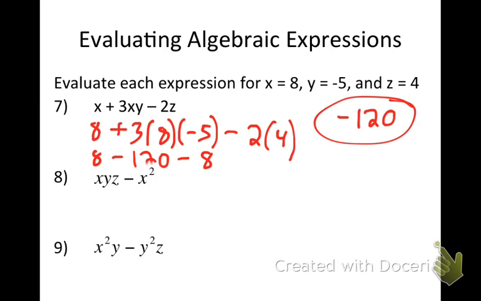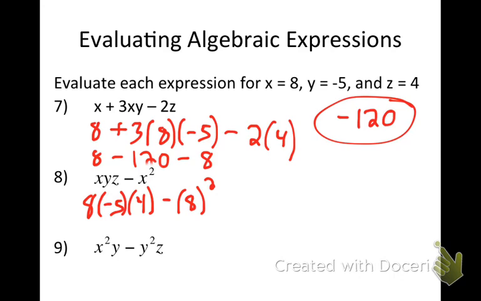And then I have 8, xyz minus x squared. So I plug 8, -5, 4, minus 8 squared. Again, recognize, plugged in with parentheses. On number 8, could I do 8 times -5 first or -5 times 4 first? Does it matter which way I go there first? Probably not. Would I want to do 8 times 4 first? No, that'd make it tougher, right? So think about that.